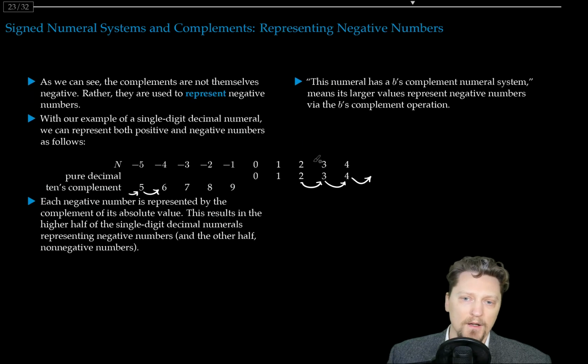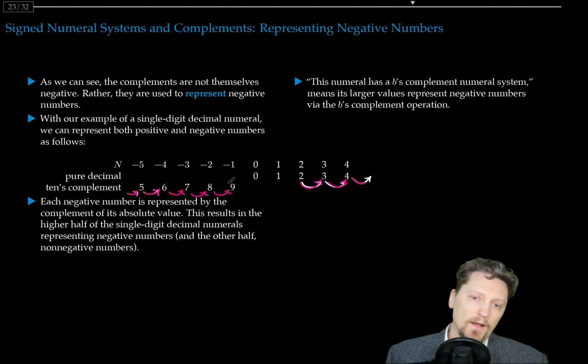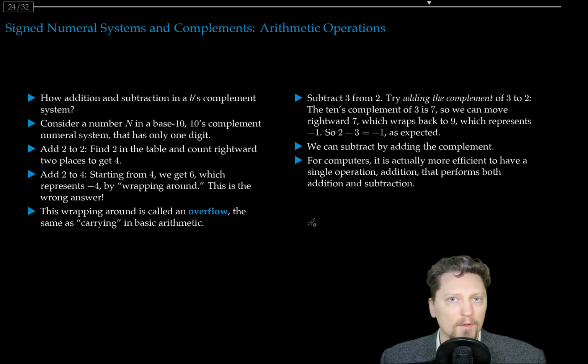So let's look. We've got 2. Now I'm going to use a different color. So we're at 2, and we're going to wrap back. We're going to add the complement of 3, which is 7. So we're going to go 1, 2, 3, 4, 5, 6, 7. Okay, so that would give us 9. 9 corresponds in this 10's complement numeral system to -1. It represents -1, which is actually 2 minus 3, -1, as expected.